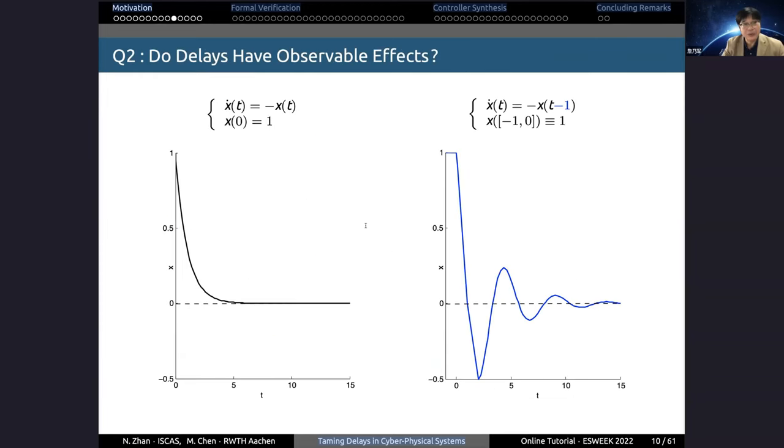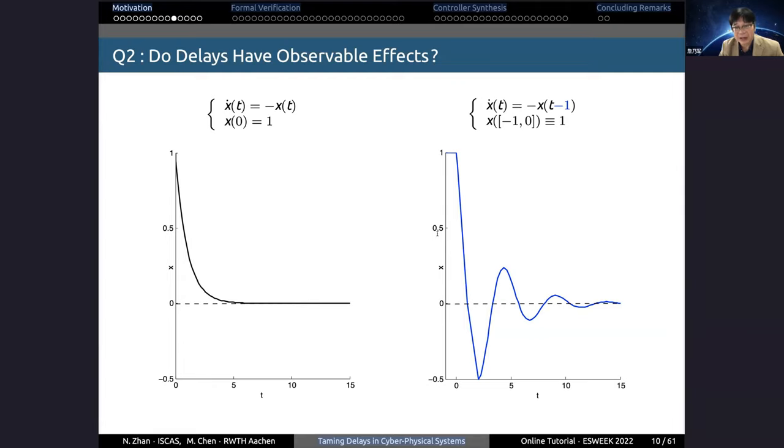The second question: do delays have observable effects? Here we consider a simple example. We just consider a dynamic system x dot equals minus x, with initial state x(0) equals 1. For this dynamic system, its behavior is like the picture on the left side. From this picture, you see the whole state of this system is above the x coordinate, that is, above the line x equals zero. So once we ask the system to satisfy the safety property, meaning x greater than or equal to zero, definitely such a system satisfies the safety.